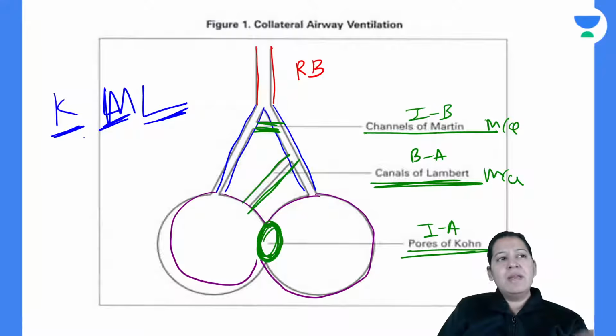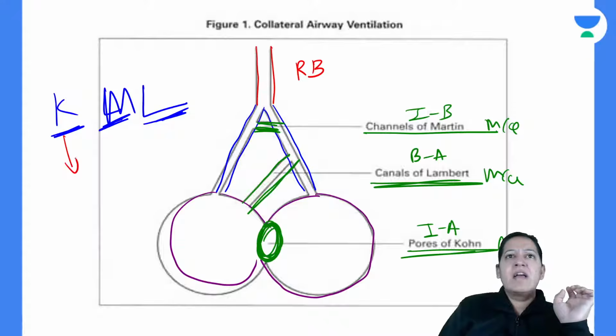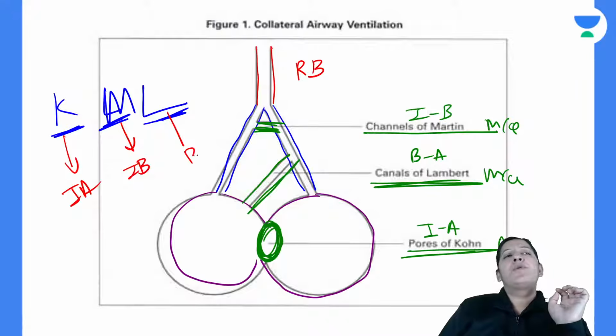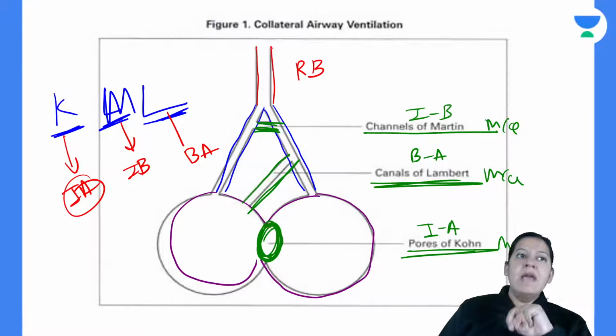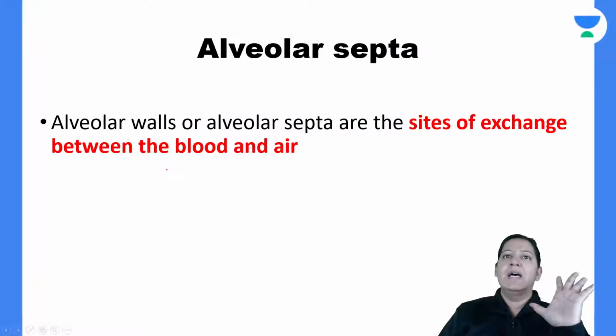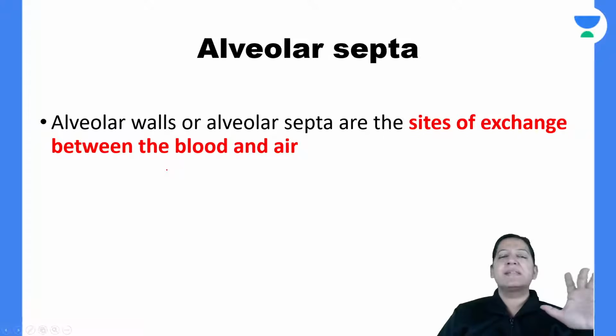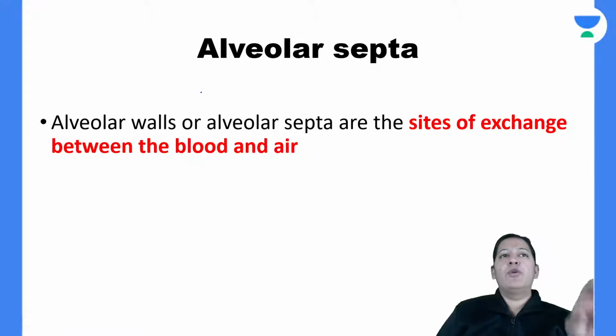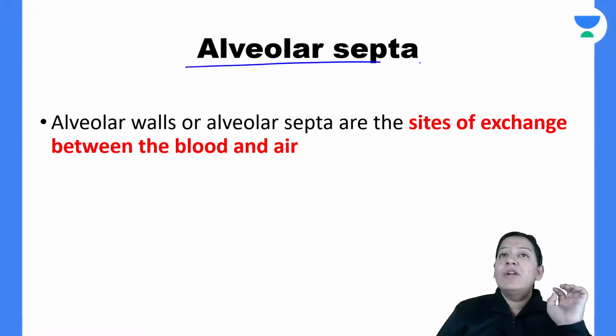So what do they mean? They mean that K is interalveolar, M is interbronchiolar, and Lambert is bronchioalveolar. Between two alveoli, between two bronchioles, between one bronchiole and alveolus. Please learn these basics so that you will have a better understanding of the diseases. The last thing before starting the four types of COPDs is the alveolar septum.